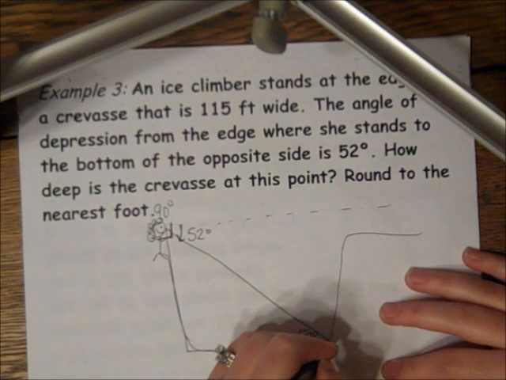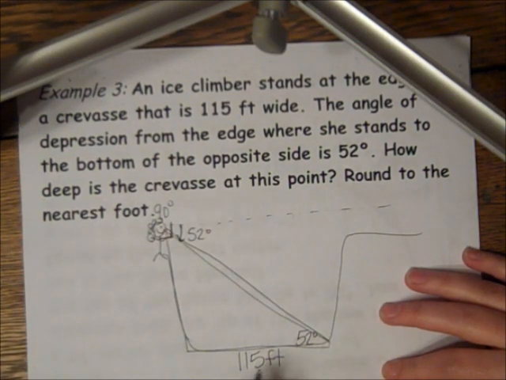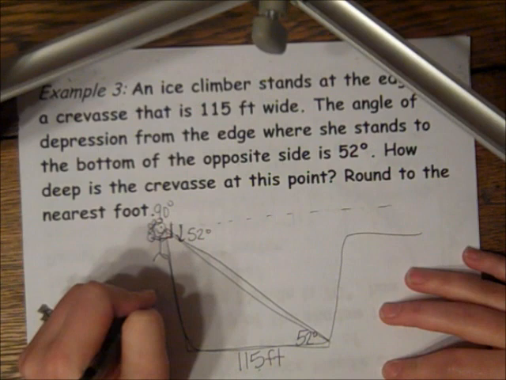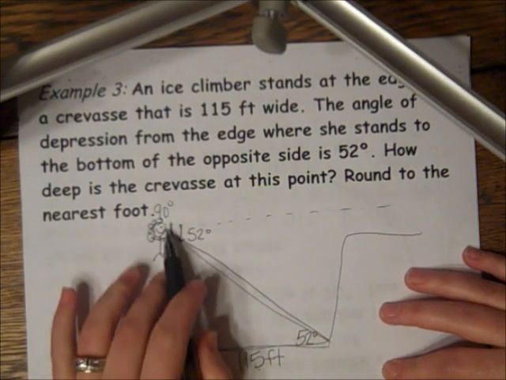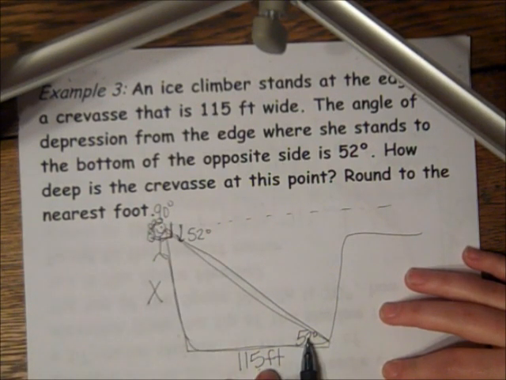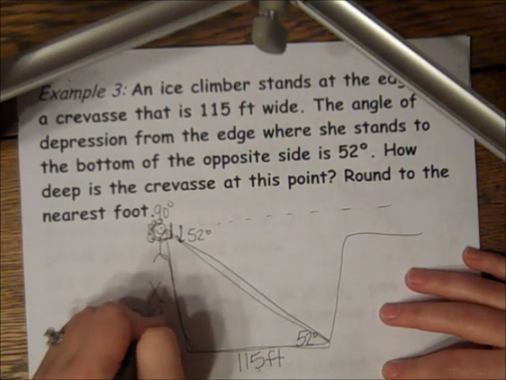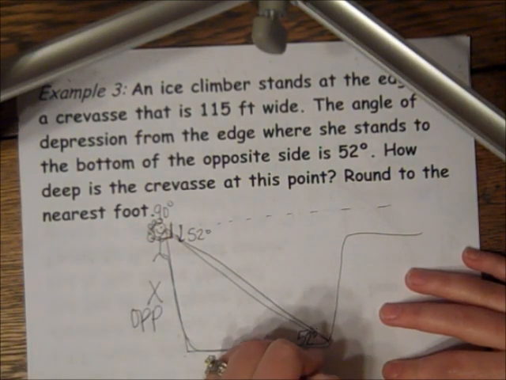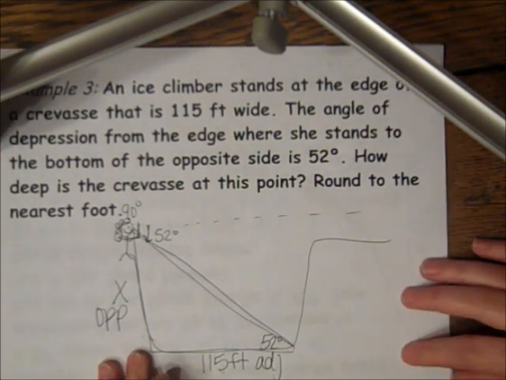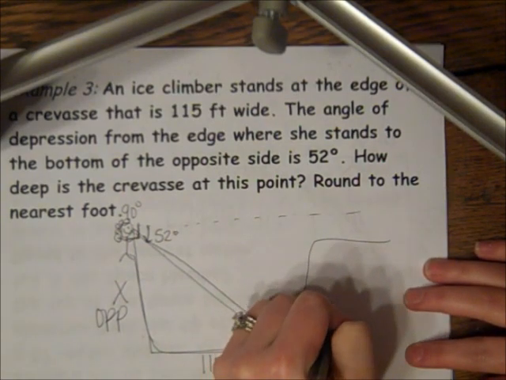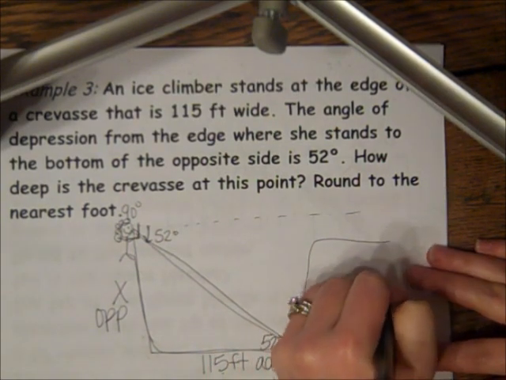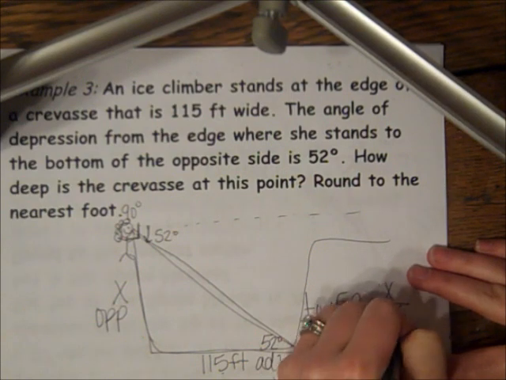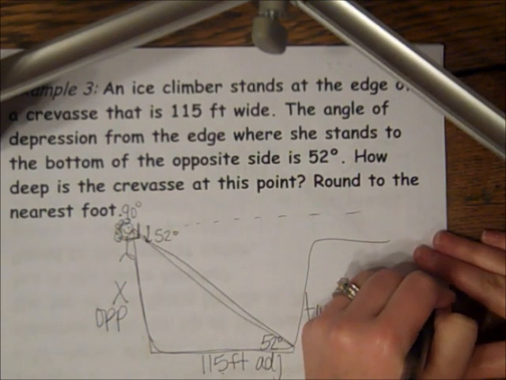So here's your triangle right here. And it wants to know how deep, so it wants to know the height right here. So according to the 52, this is the opposite side. This is the adjacent side, so we're looking at tangent again. Tangent of 52 equals opposite over adjacent. Multiply.